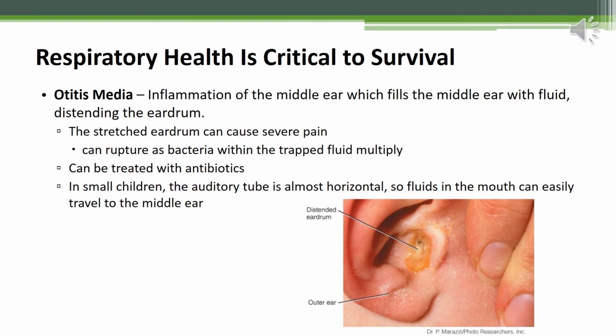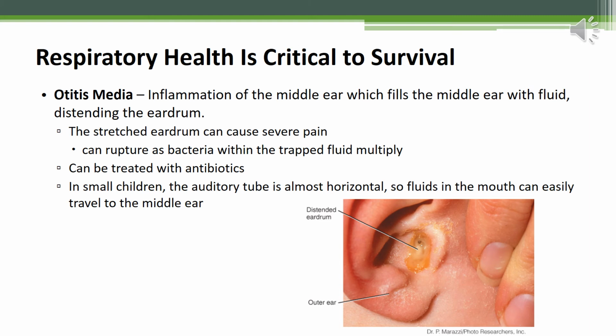Continuing with diseases and illnesses related to the respiratory system, here we have otitis media, notice the itis, and this is an ear infection. It's an inflammation of the middle ear, which causes the middle ear to fill with fluid, which distends the eardrum. And to distend means that the eardrum is stretched, and this can cause severe pain. Sometimes the eardrum can rupture as the bacteria within the trapped fluid multiply, and we're only saying that otitis media is related to the respiratory system simply because the auditory tube is connected to the upper respiratory system.